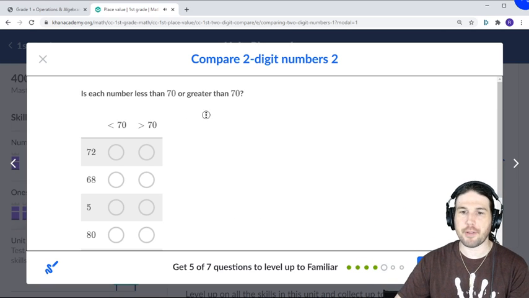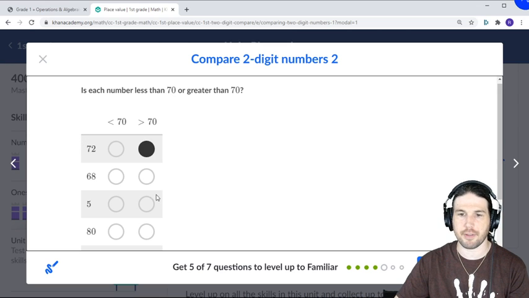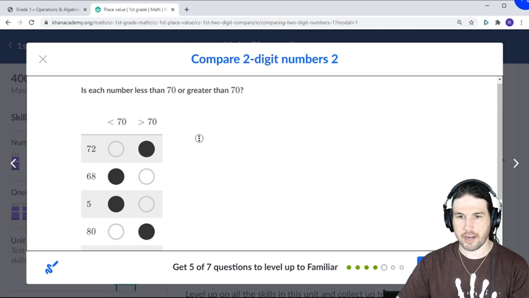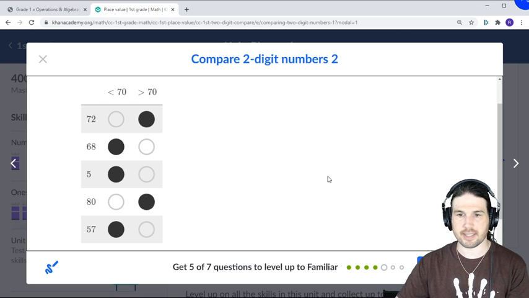Okay, greater than or less than. 72 is greater than 70. 68 is less than 70. 5 is less than 70. And 80 is greater than 70. And 57 is less than 70.